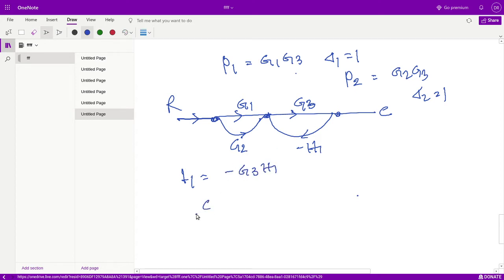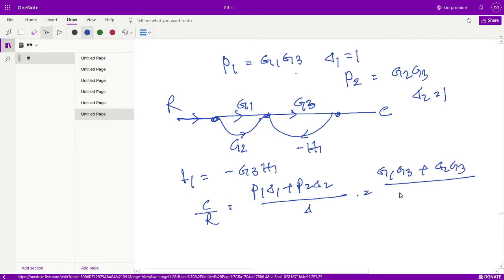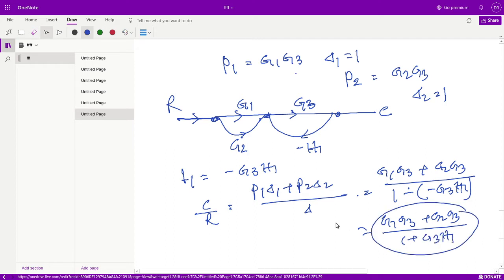Now if we consider C by R, then what is the formula? P1 delta 1 plus P2 delta 2 by delta. So here the numerator is G1 into G3 plus G2 into G3, and delta equals 1 minus the loop, so 1 minus of minus G3 into H1. So C by R equals G1 into G3 plus G2 into G3 divided by 1 plus G3 into H1. This is our total C(s) by R(s) response for this particular signal flow graph analysis.